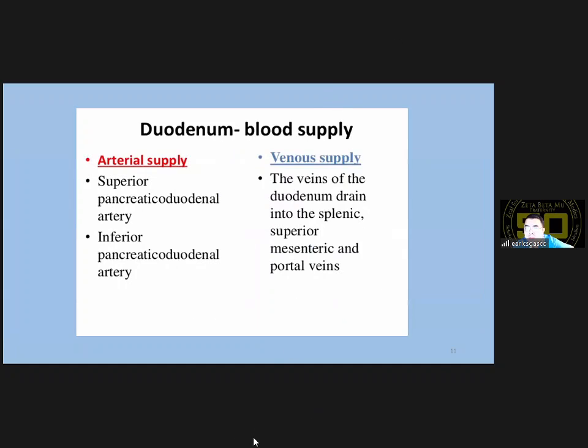Blood supply, arterial supply comes from the superior pancreaticoduodenal artery and the inferior pancreaticoduodenal artery. Venous supply, the veins of the duodenum drain into the splenic, the superior mesenteric, and portal veins. Okay.